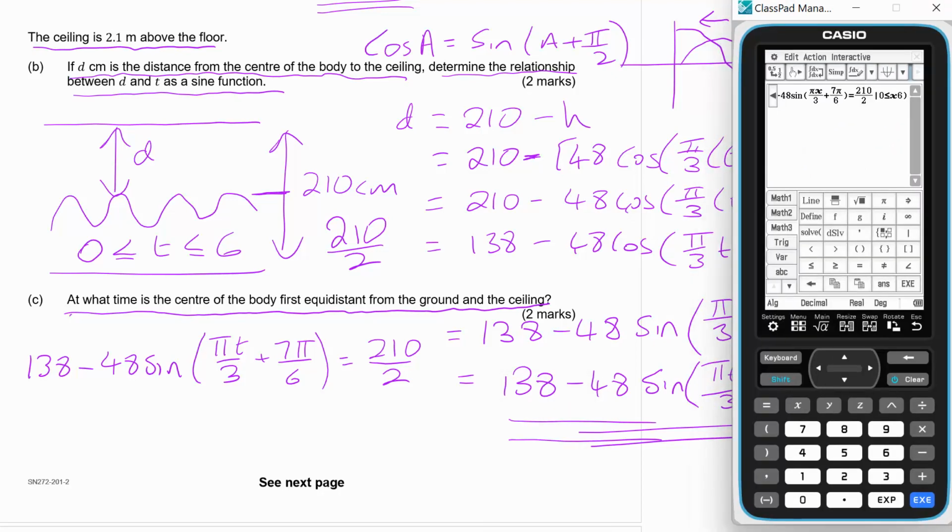So I've typed that into the calculator. You can see that I've got the equation here, and then I've said given that x is between 0 and 6. I left out the less than or equal to just there. And if we execute on that, we get 3.22 and 4.77. And it looks like those are the only two solutions. So the first time is 3.22 seconds.